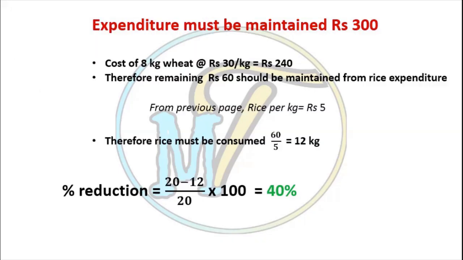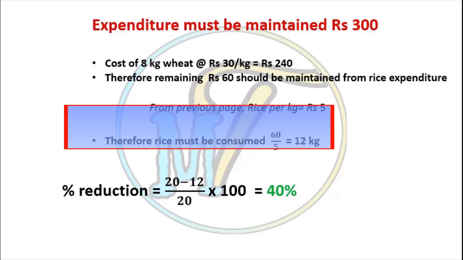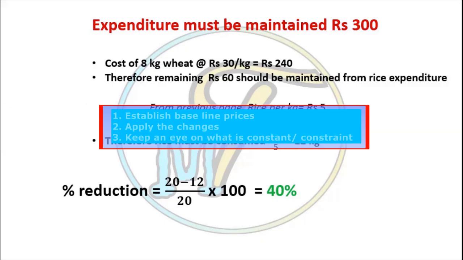These types of expenditure and consumption percentage problems are very common in the SSC CGL exams. The trick is to establish your baseline prices first, apply the changes, and always keep an eye on what constraints the problem gives you, like keeping the total budget constant.